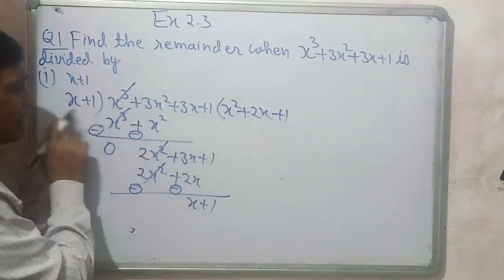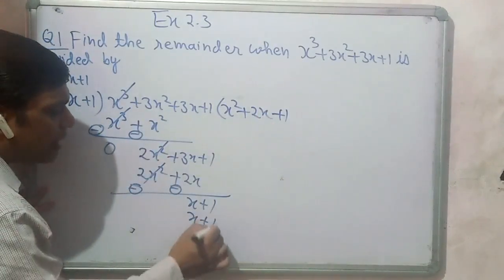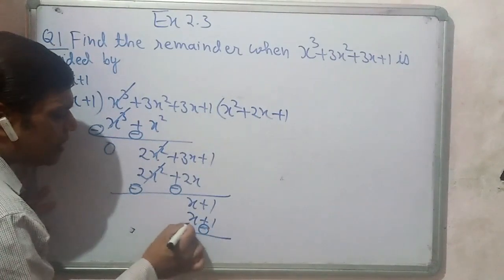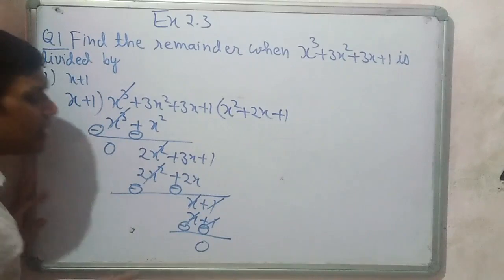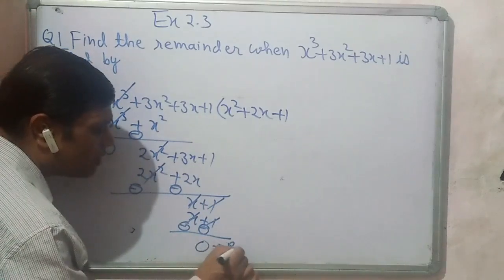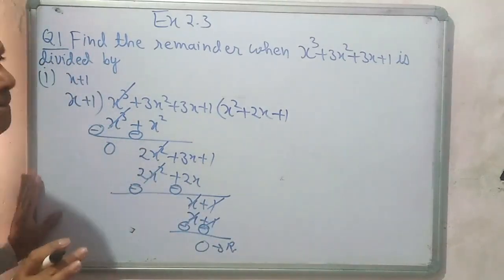Multiply with 1, x plus 1 will get directly x plus 1. Change the signs. Opposite sign terms are cancelled. Remainder is 0.